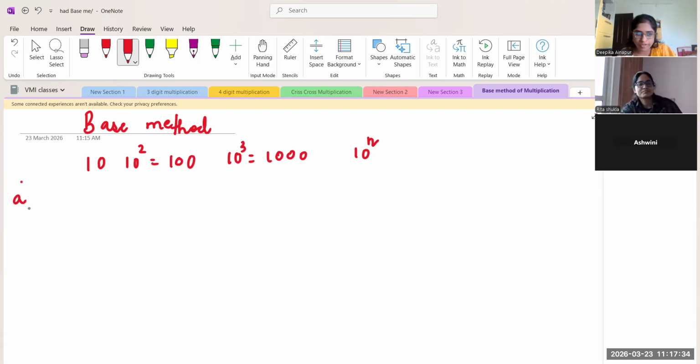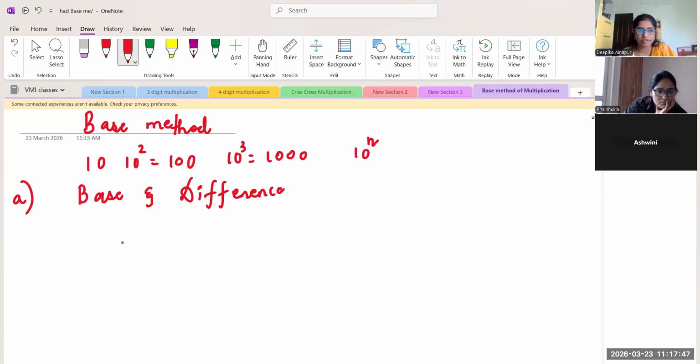First, we should always know what the base is. I mean, the number is near to which base, that we should know. And we should calculate the difference. I'll tell you how to calculate the difference. These two things are the main ingredients. That is, you should know what the base is and what the difference is. And also, the number of digits in the RHS will be equal to the number of zeros in the base. This is the next step we should take care of.